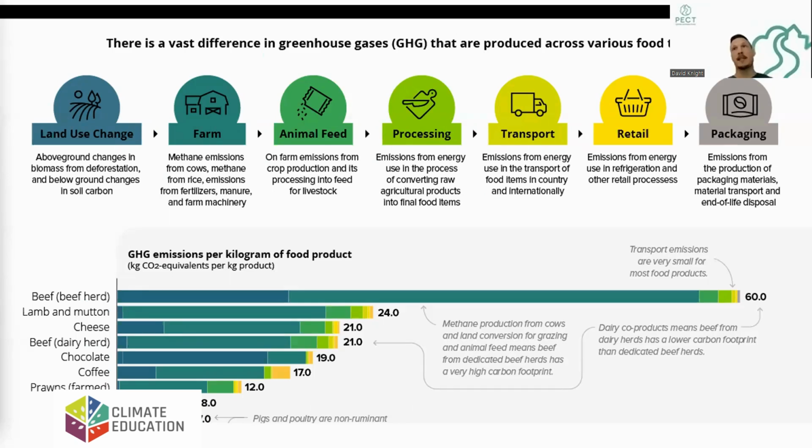So as we can see, this is an organization that has looked at the entire life cycle of different types of products, the carbon that went into the production of them, and what that looks like across its entire lifespan, from the minute it's grown through to the minute it's packaged and served to us in the supermarkets. And as you can see on here, beef, particularly within the beef herd, lamb and mutton, cheese, meats and dairy have an extremely high impact in terms of their carbon footprint.